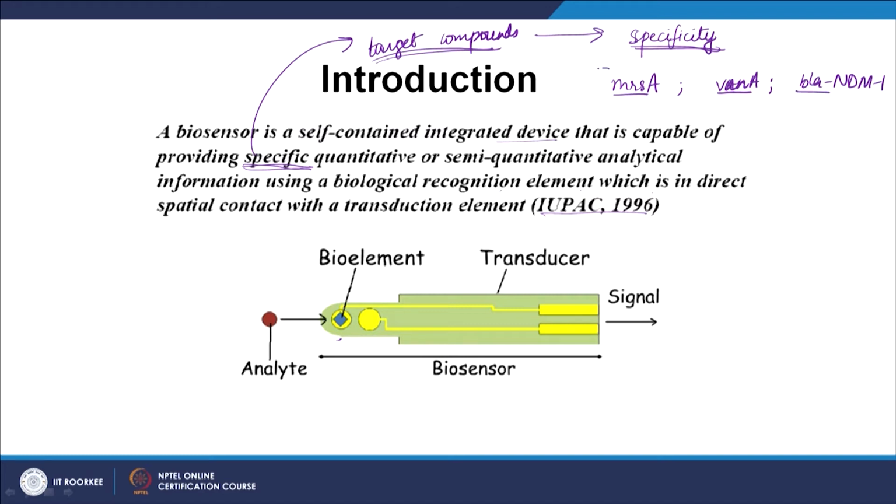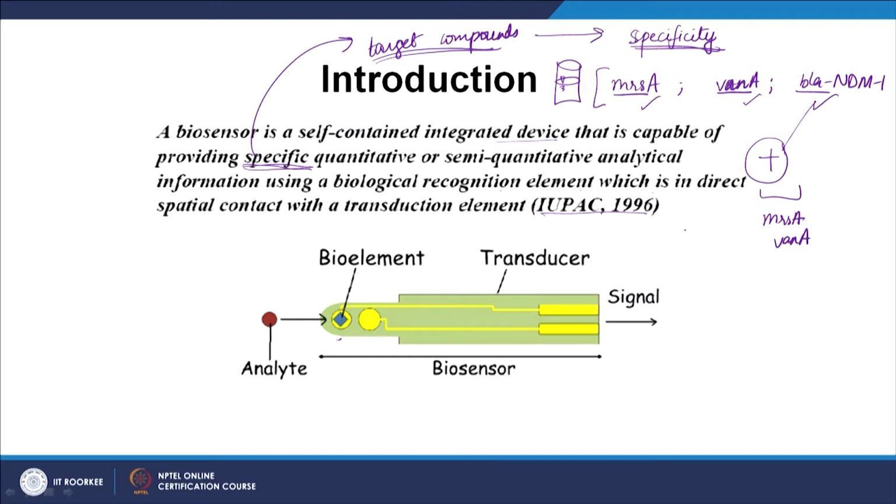So let us say I have a glass of drinking water, and I want to find out whether MRSA is present in it, whether VanA is present in it, because these genes are markers for methicillin resistance and vancomycin resistance. Now let us say my sensor gives me a positive signal, yes, your target is present. It is quite possible that it is giving me a signal for MRSA or for VanA. But if it also gives me a signal for blaNDM-1 when I had only designed it to give a signal for MRSA or VanA, then this is not specific.